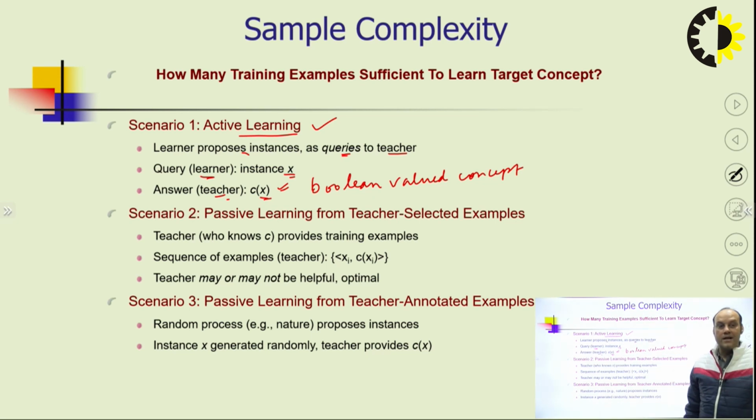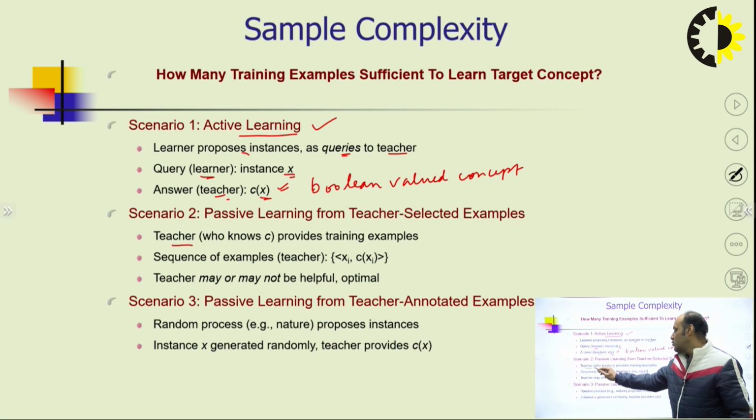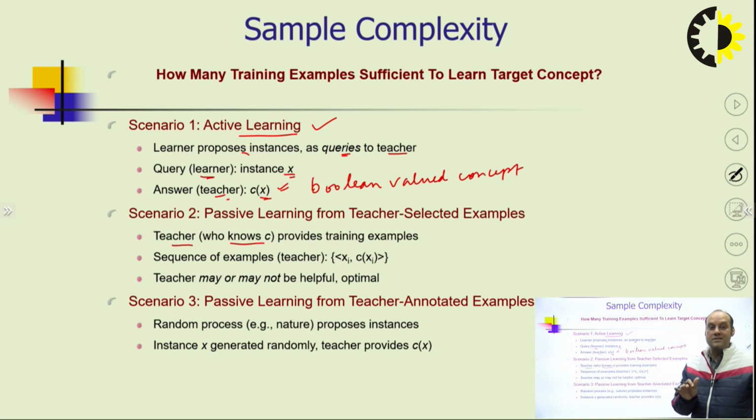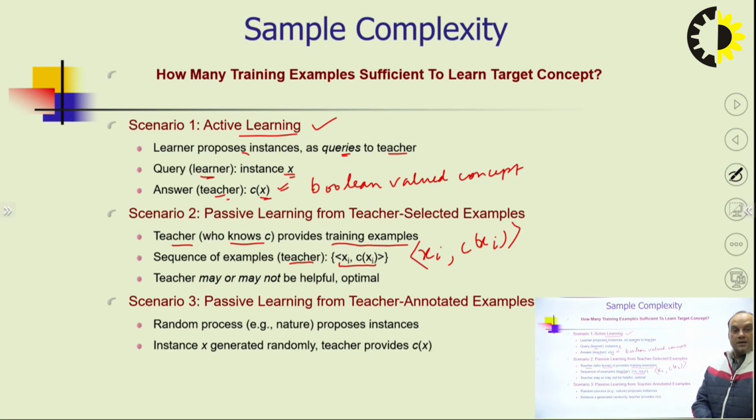In the second scenario, passive learning from a teacher, the teacher will give some selected examples. The teacher knows C, and knows how the concept is going to be implemented. So the teacher will provide the training examples. The sequence of examples given by the teacher is defined as a set of pairs xi, C(x). First example, second example, third example, indexed using this variable i.